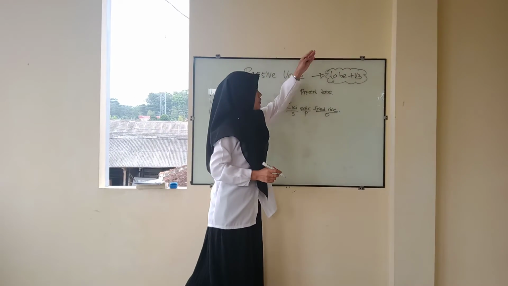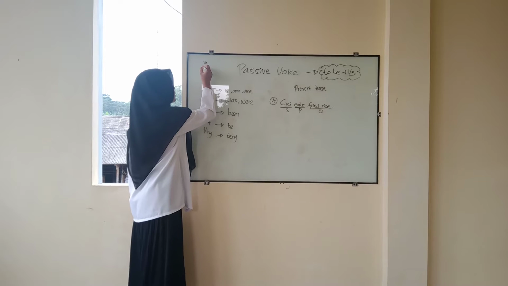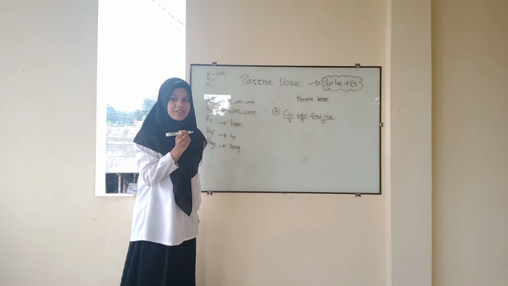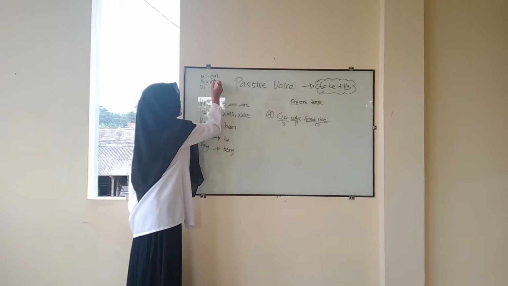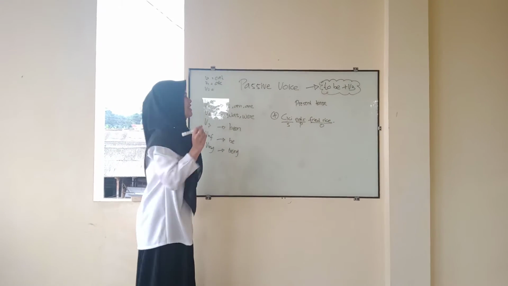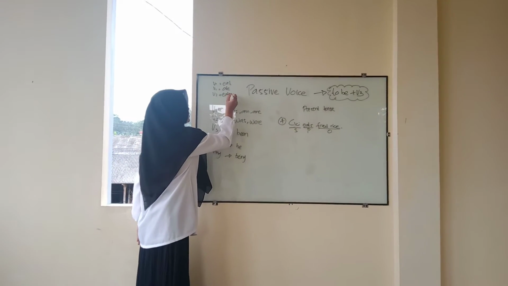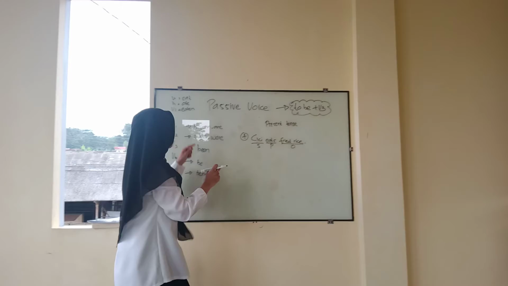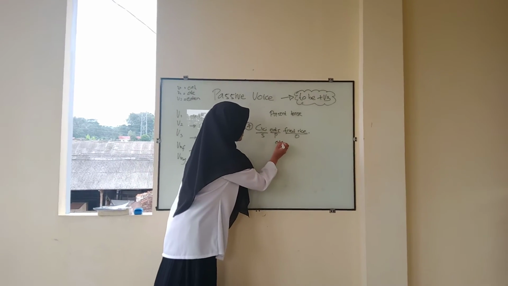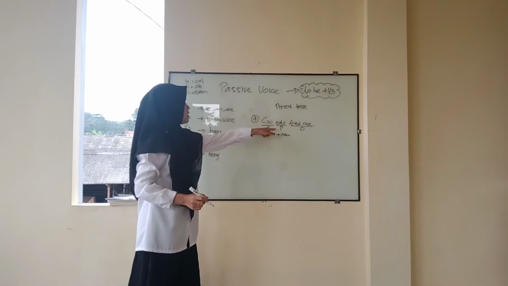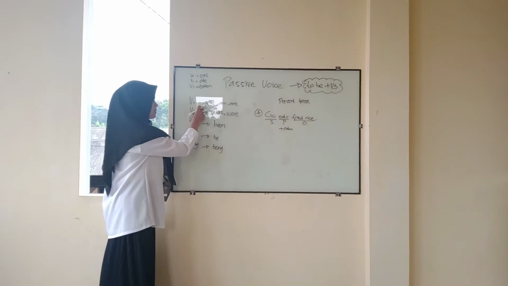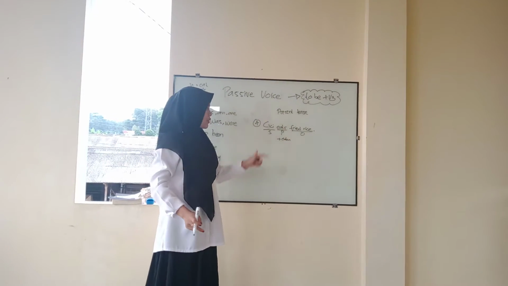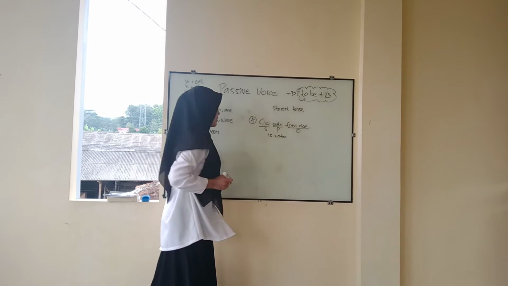Passive voice: to be plus verb 3. Verb 1, verb 2, and verb 3. Eat. For verb 2, do you know? Ate, yes, you're right. And then for verb 3, eaten. Yes. Smart. Eaten. So, eat is verb 1. For verb 3 is eaten. To be, because it is present tense, the to be is is or are. Because it's singular, so we choose is.